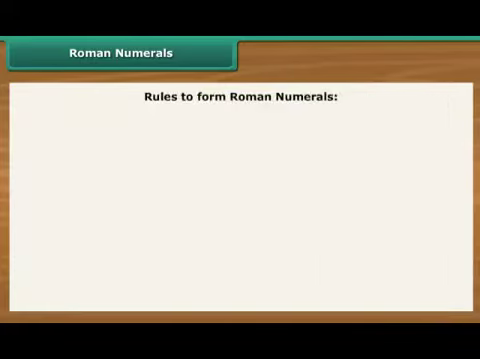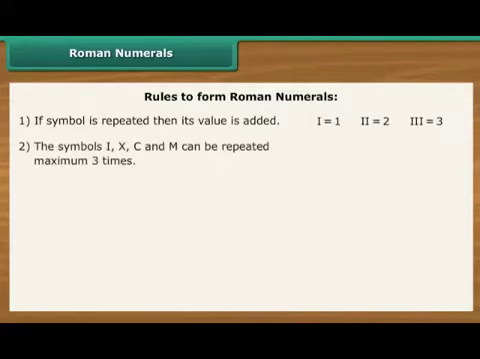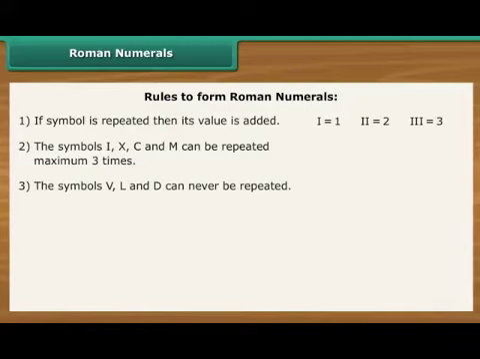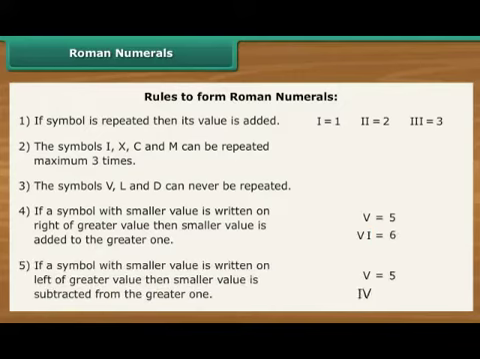There are certain rules to form Roman numerals. They are: 1. If a symbol is repeated, then its value is added. 2. The symbols I, X, C and M can be repeated maximum 3 times. 3. The symbols V, L and D can never be repeated. 4. If a symbol with smaller value is written on the right of greater value, then the smaller value is added to the greater one. 5. If a symbol with smaller value is written on the left of greater value, then the smaller value is subtracted from the greater one.